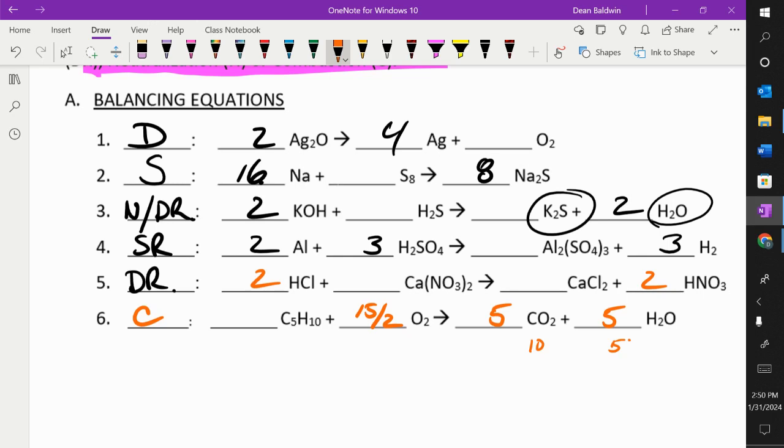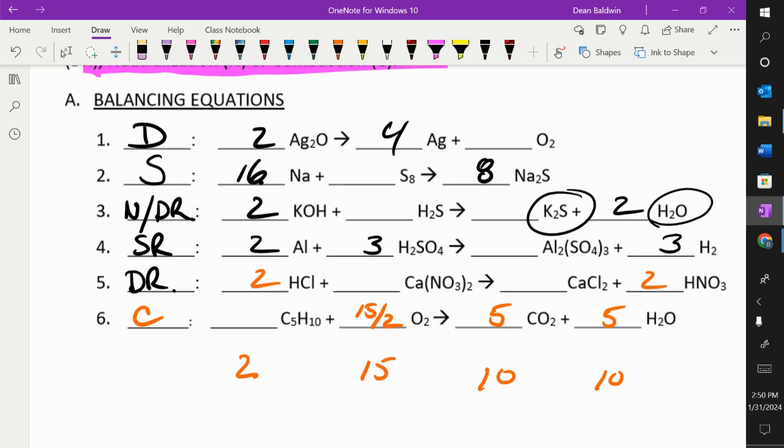So, how do you clear the fractions? You multiply everything by 2 and it clears all the fractions. So when you multiply everything by 2, you get 2. 2 times 15 over 2 is 15. 2 times 5 is 10. And 2 times 5 is 10. See, people? Math is your friend.